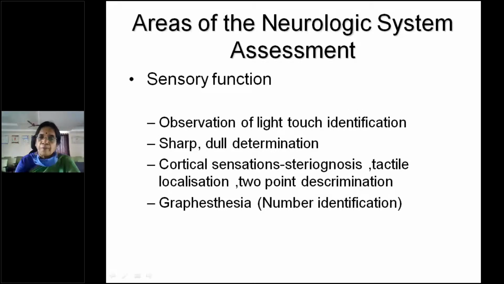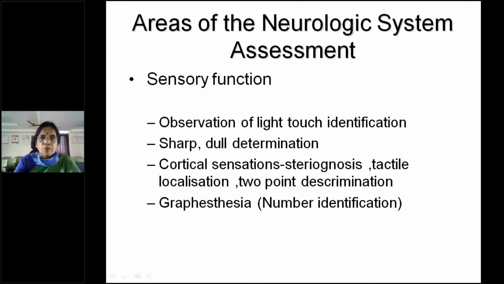Similarly in the lower limb, you have to test coordination by the heel-knee test. You ask the patient to keep the heel near the knee joint and then move it downward, and he should do this rapidly. So this is the heel-knee test. In the upper limb, the finger-nose test, and in the lower limb, the heel-knee test, has to be done to show whether the patient has any incoordination.